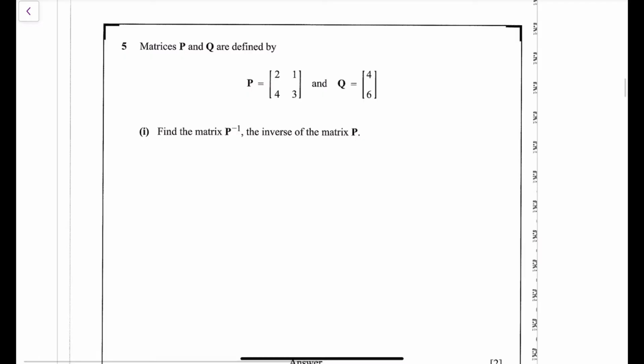Okay, next one says find the inverse of P. And so that's what we've got to do here. Let's just write down what's our P. P is equal to 2, 1, 4, 3. So P is equal to that.